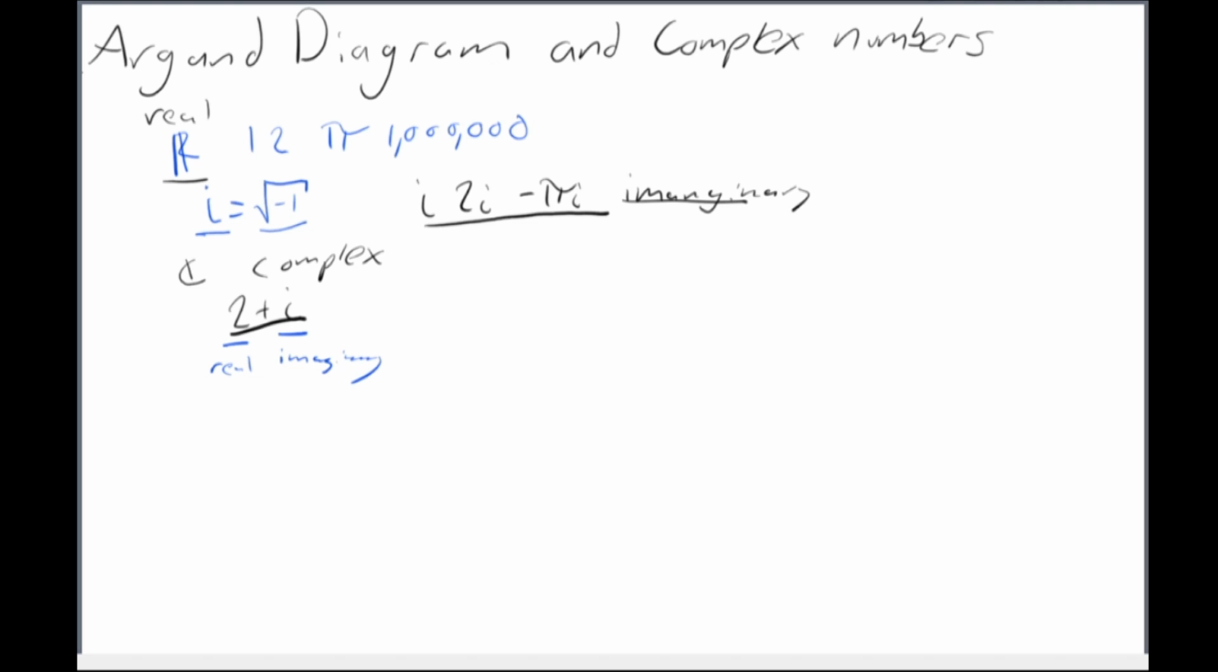To generalize this, we have a plus bi. So any complex number is going to look like this. We have some real number a, plus some real number b times i. So this is the imaginary part, and this is the real part. The question becomes, how do we think of this graphically? And that's where the Argand diagram, also known as the complex plane, comes in handy.